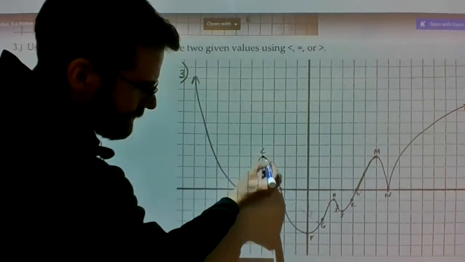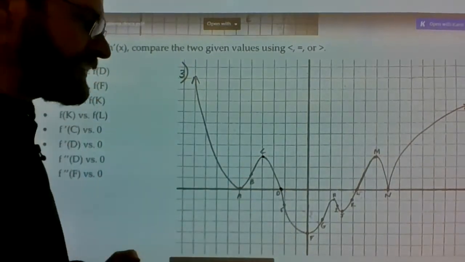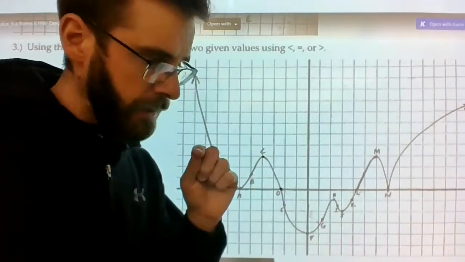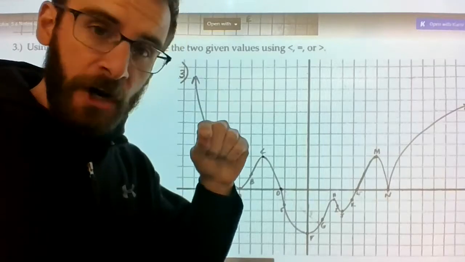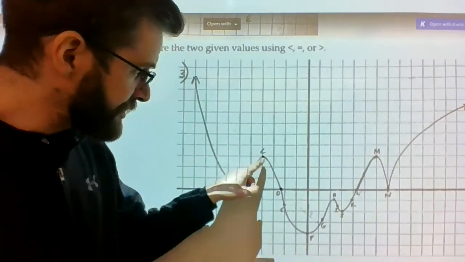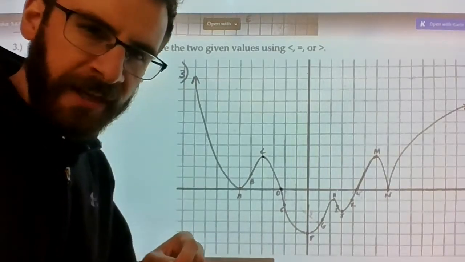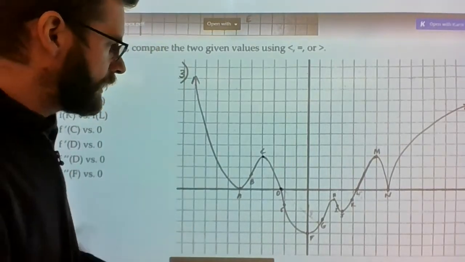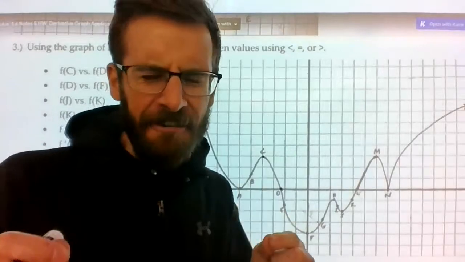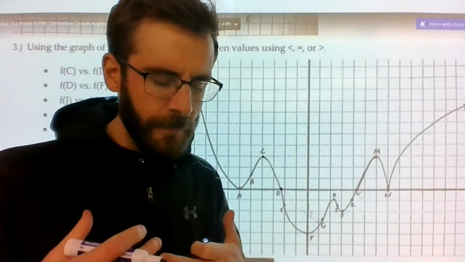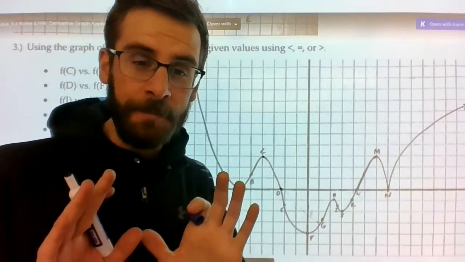Point C versus D. We're basically saying, hey, who's bigger at f? Is the function f bigger at x equals C or bigger at x equals D? And here's how you can think about this. Pretend like you're the function f. There we go. I am now function f.